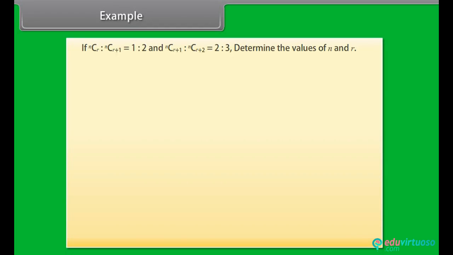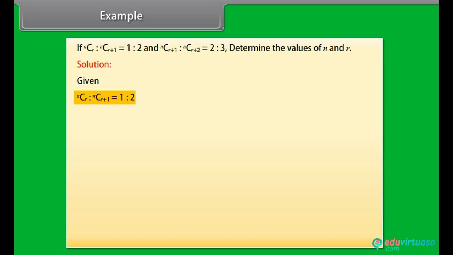Example. If nCr is to nCr+1 is equal to 1:2 and nCr+1 is to nCr+2 is equal to 2:3, determine the values of n and r. Solution. Given nCr is to nCr+1 is equal to 1:2. n factorial by n minus r factorial into r factorial is to n factorial by n minus r minus 1 factorial into r plus 1 factorial is equal to 1:2.